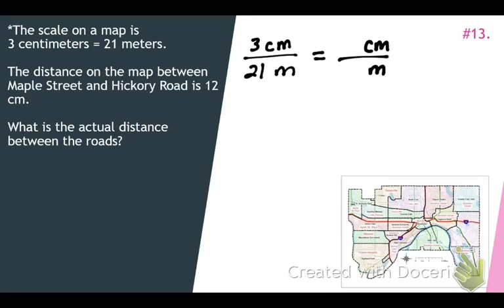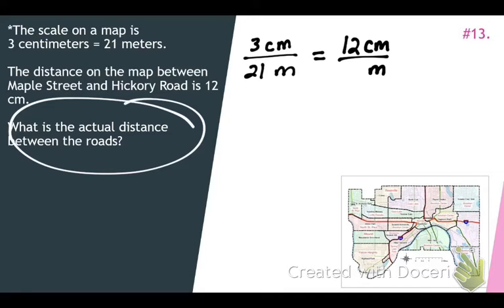What else has it told us in our problem that we know, information we know? Okay, if I'm looking here, it says the distance on the map between Maple Street and Hickory Road is 12 centimeters. So I am going to plug in 12 where the centimeters part goes. Then it asks me down here, what is the actual distance between the roads? That is this down here, the mystery. Okay, so we are trying to solve for M, and instead we could just say, hey, we're trying to find this answer, so we will call it X.